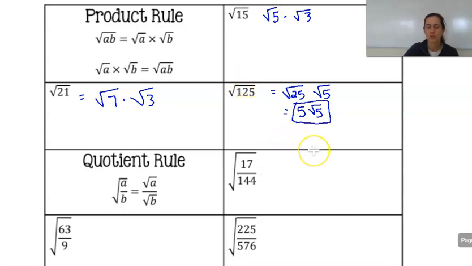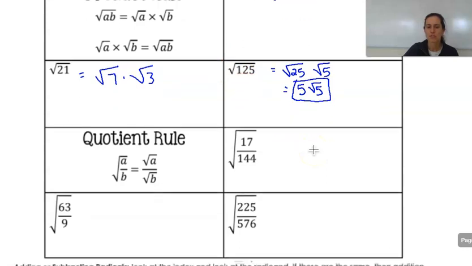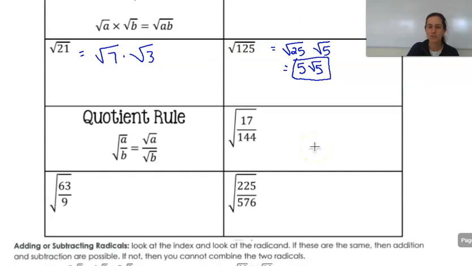The quotient rule is similar to the product rule. It's just that we're going to be dividing. So if I have one big square root symbol, I can separate it so the numerator and the denominator have their own radicals. So this would be square root of 17 divided by square root of 144. However, 144 is a perfect square because 12 squared is equal to 144. So this can get simplified even further to square root of 17 over 12.